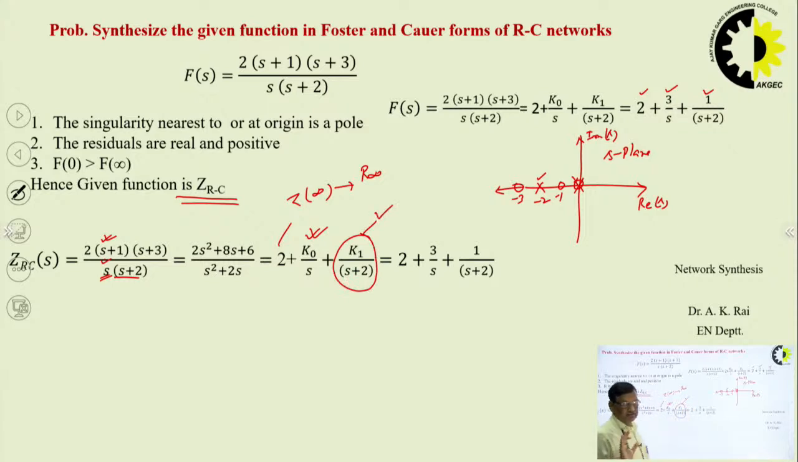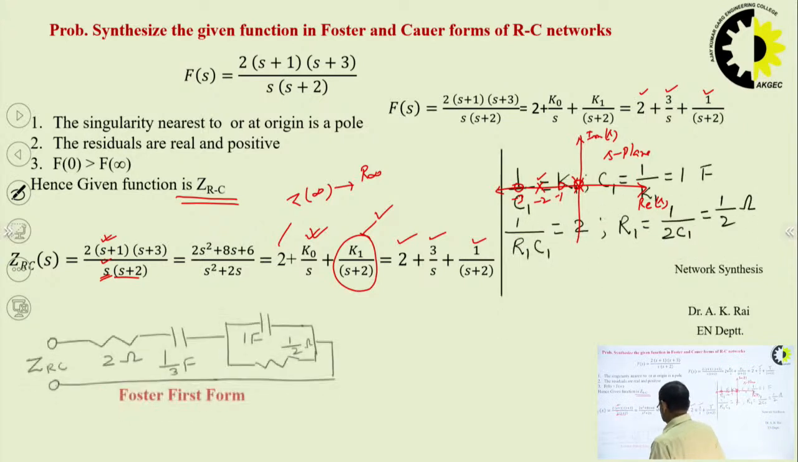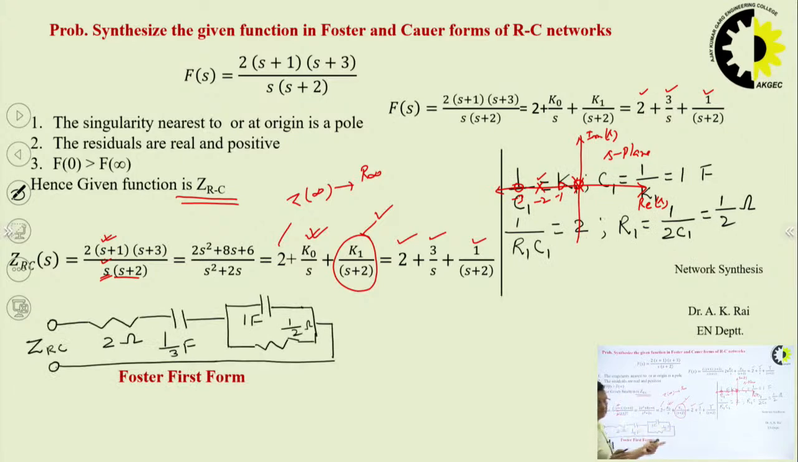So, there are 3 terms corresponding to the pole at origin, the removal of a constant, and the pole on the negative real axis. So we have the 3 terms. So, this and this, okay. So we can find the values of k0 and k1 using this partial fraction expansion, and then we can fabricate, or just get, the Foster first form.